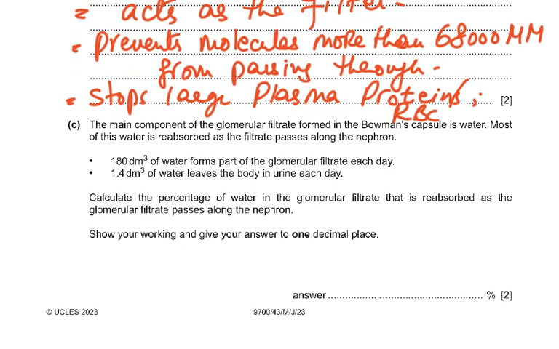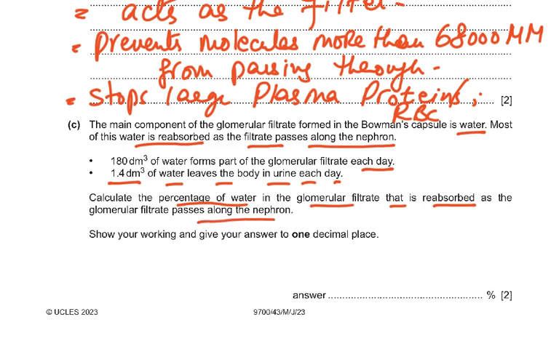Now coming to the C part, which is again a little bit of maths. The main component of the glomerular filtrate formed in the Bowman's capsule is water. Most of this water is reabsorbed as the filtrate passes along the nephron. 180 dm³ of water forms part of the glomerular filtrate each day. 1.4 dm³ of water leaves the body in the urine each day. Calculate the percentage of water in the glomerular filtrate that is reabsorbed as the glomerular filtrate passes along the nephron. Show your working and give your answer to one decimal place.